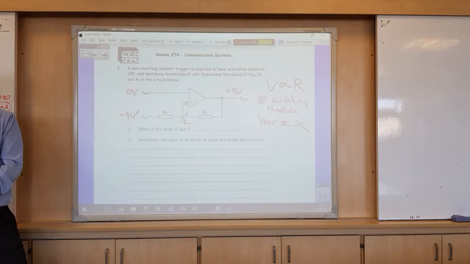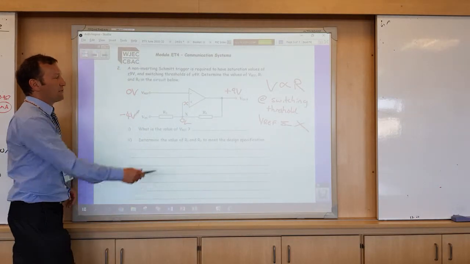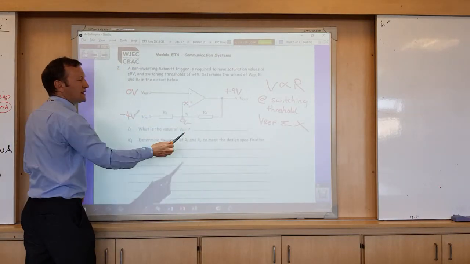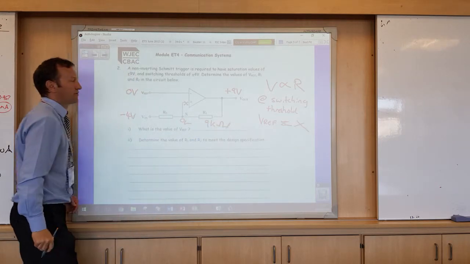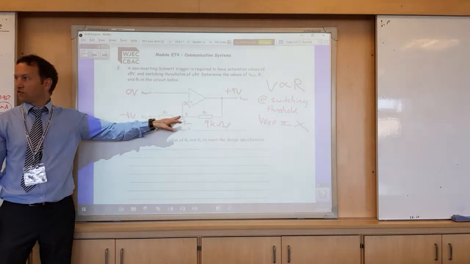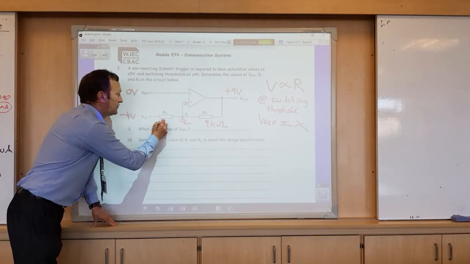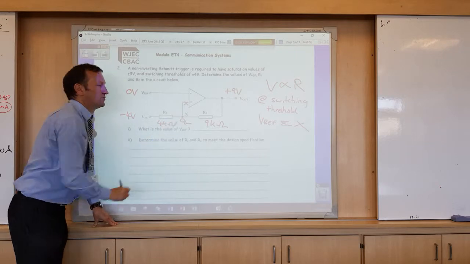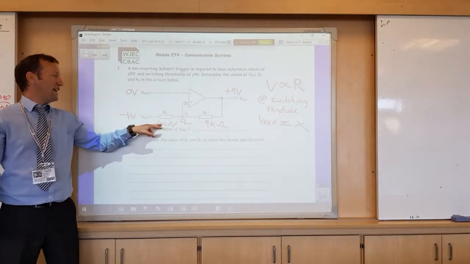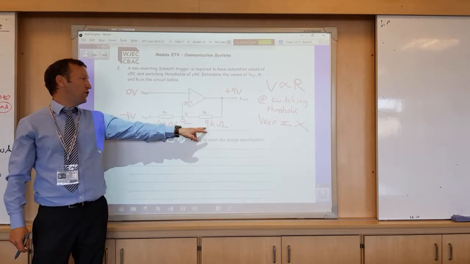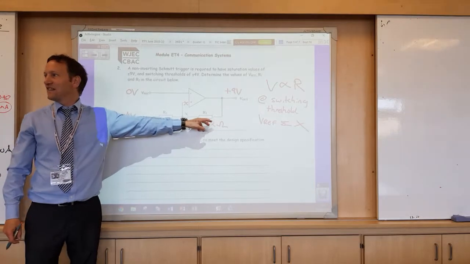Okay? And because voltage is proportional to resistance, we can literally say, well, we've got 9 volts across here, so we can make that a 9 kilo ohm. We've got 4 volts across this resistor, so we can make that a 4 kilo ohm. Now, it doesn't matter what, that could be 18, that could be 8, that could be 4.5, and that could be 2. That could be 90, that could be 40.